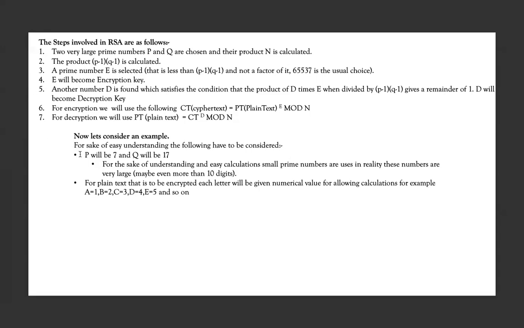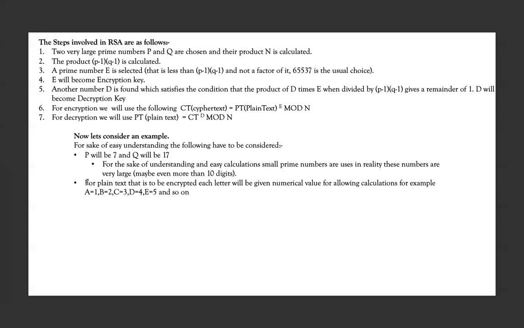So let's just say the two large prime numbers P and Q that would be chosen are 7 and 17 respectively. So P is 7, Q is 17. For the sake of easy calculation, small prime numbers are used. In reality, these numbers are very large, even more than 10 digits.